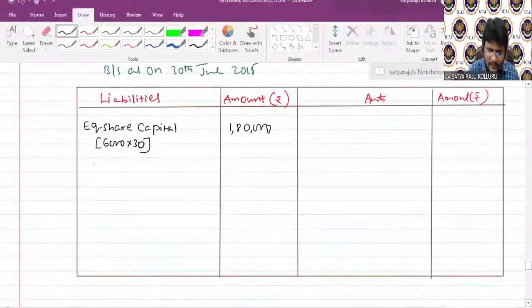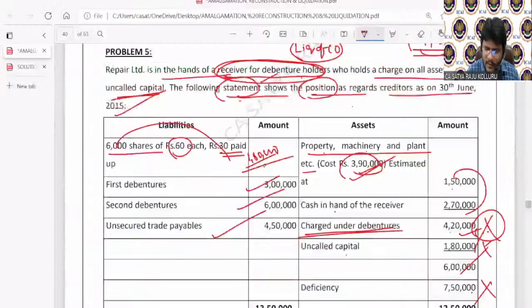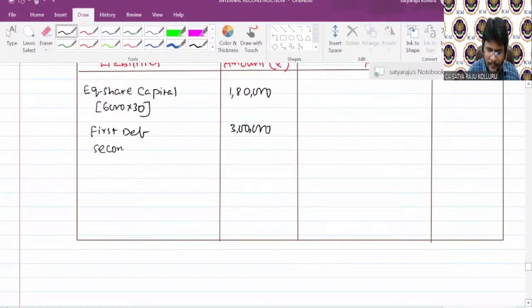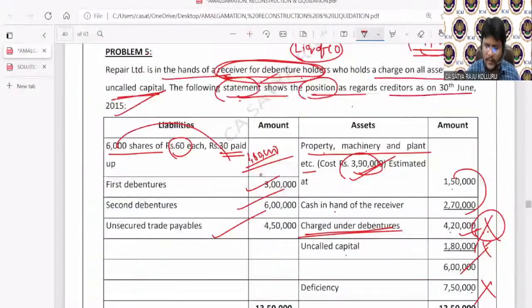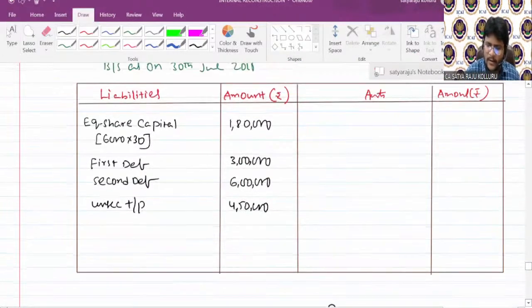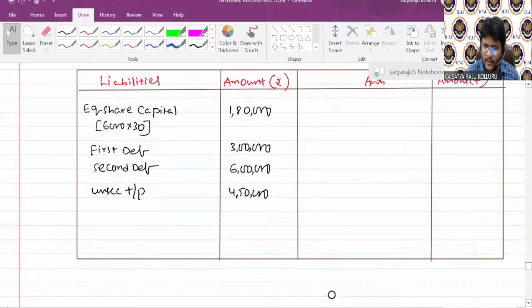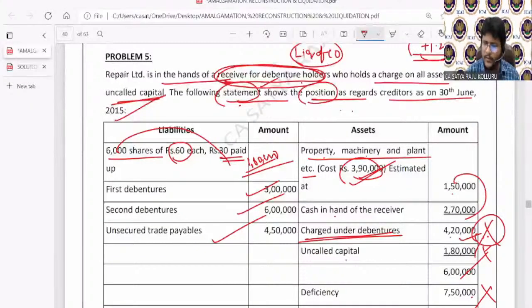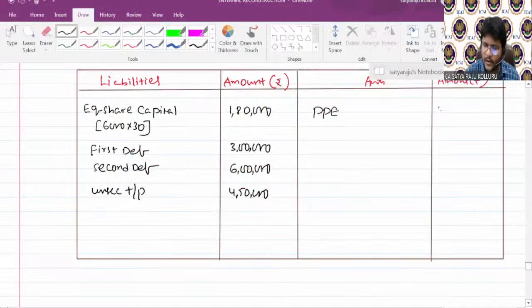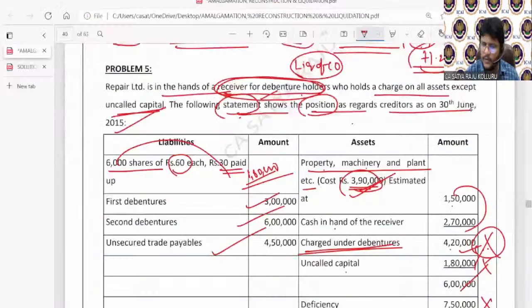Next, first debentures 3 lakhs. Second debentures 6 lakhs. Next, unsecured trade payables 4,50,000. That is the information from the given problem. Next, coming to the assets, all of you, property, plant and equipment first, PPE, which is cost 3,90,000, guys. You should record only the cost price. The estimated realizable value is irrelevant.